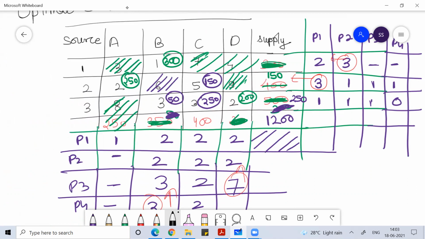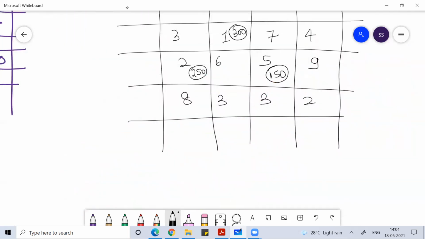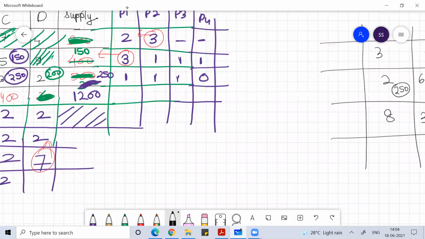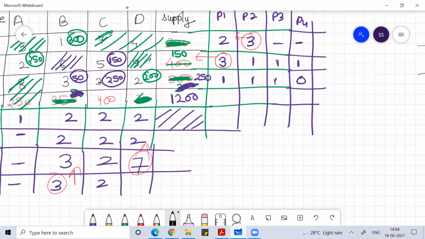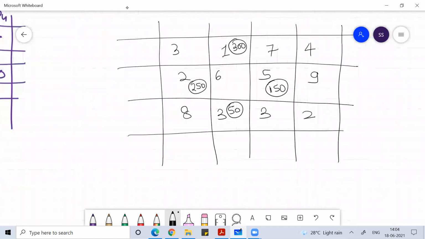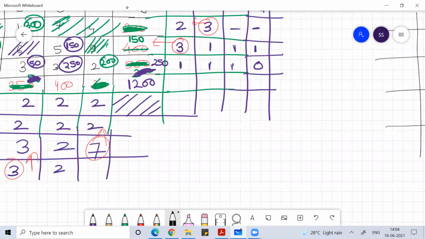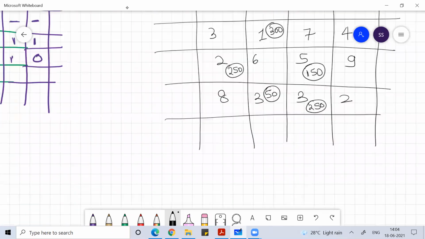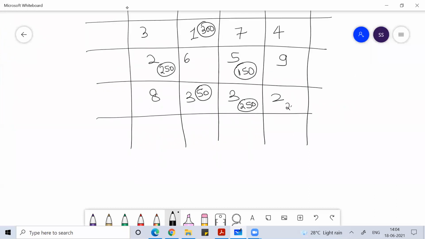Third row, if you see, 3 is 50, then 3 is 250, and then 2 is 200. This allocation is all done.